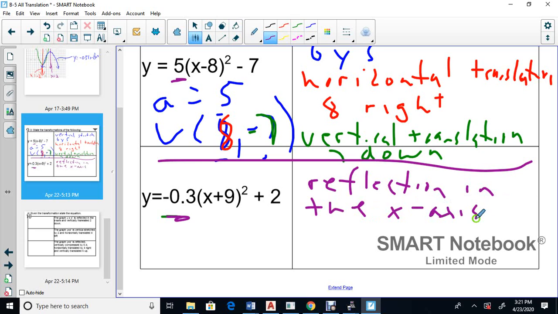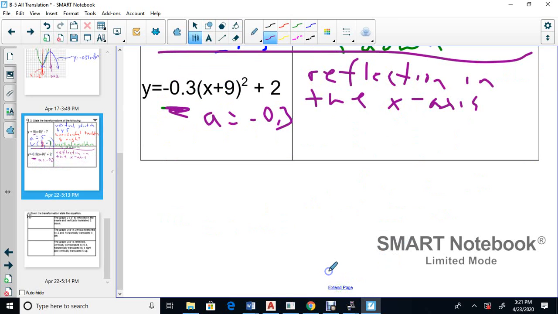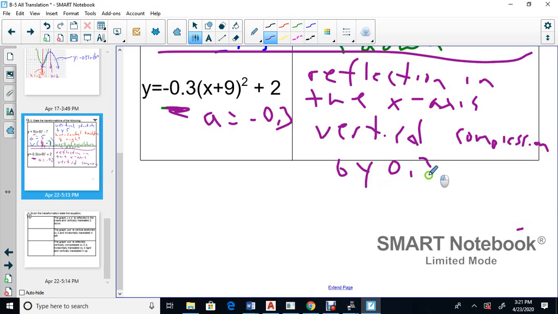Okay, let's take a look. That 3 here, that negative 3. Oh, I should write A is negative 3. That tells me 0.3. The decimal actually tells me, and I'll extend the page, that it's a compression, a vertical compression by 0.3.